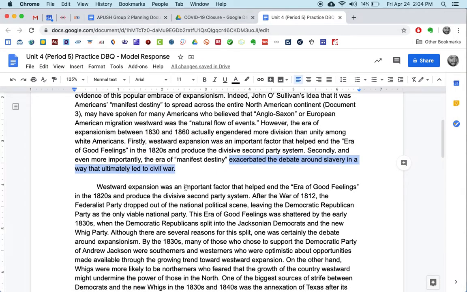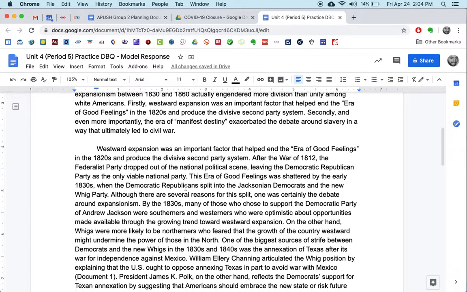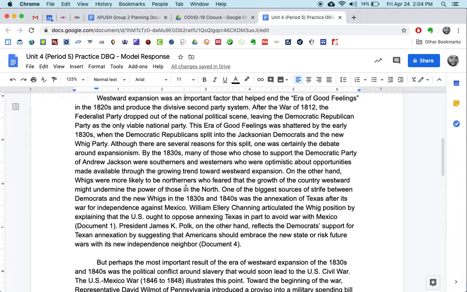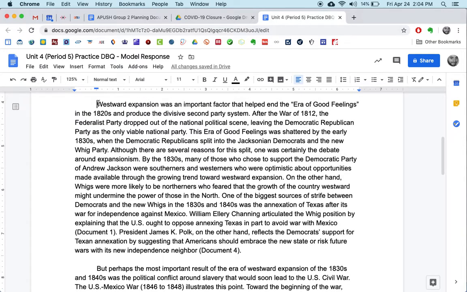And what I use is the Wilmot... Oh, I'm sorry, I'm talking about something else. What I use is the rise of the Whig Party. So let me show you. Westward expansion was an important factor that helped end the era of good feelings in the 1820s and produce a divisive second-party system. That's my broad claim. After the War of 1812, the Federalist Party dropped out of the national political scene, leaving the Democratic Republican Party as the only viable party. The era of good feelings was shattered by the early 1830s when the Democratic Republicans split into the Jacksonian Democrats and the new Whig Party. So that's my specific piece of evidence.